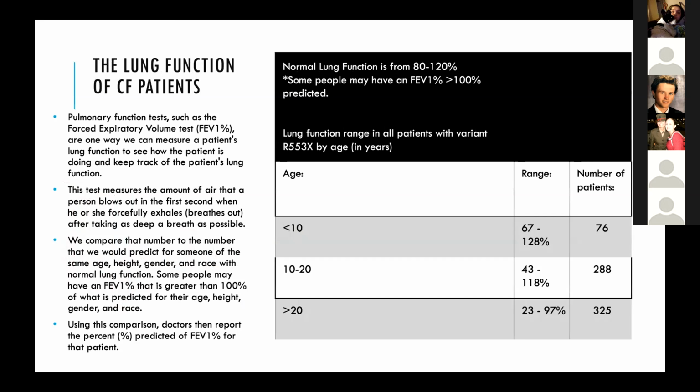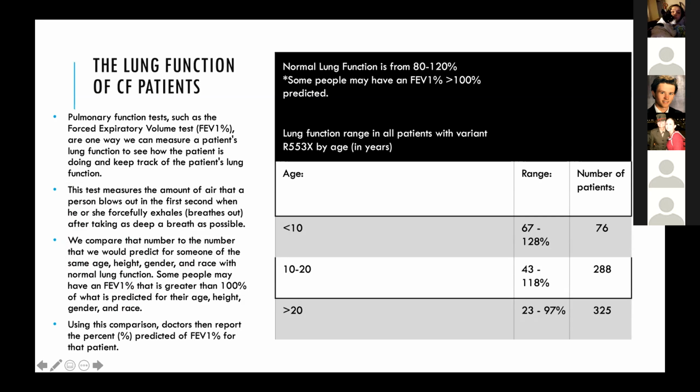With the lung function, for this mutation specifically, for people who are less than 10 in age, their lung function is 67% to 128%, and there are about 76 of those patients. From 10 to 20, it drops even lower, to 43% all the way to 118. As we see up here, the normal lung function is around 80 to 120, and so people over the age of 20 have the chance of their lung function dropping down to 23%, not even a full 100, and there are about 325 of those.